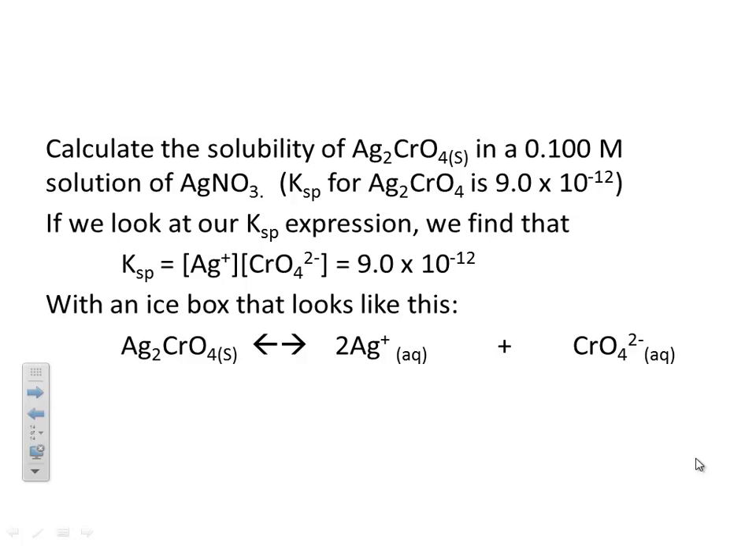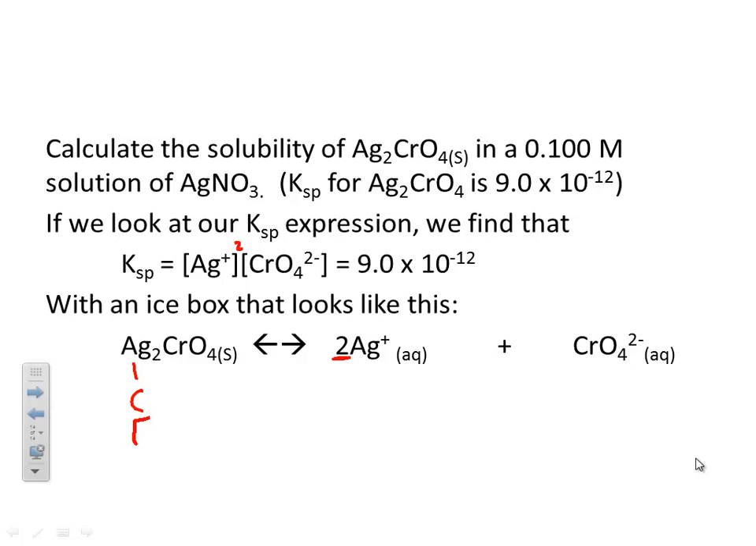We're given the KSP value, and we're given a KSP equation, which actually I need to correct. Because if you look at it, we've got a coefficient here of 2, so there needs to be a 2 here as an exponent for the silver ion concentration. Okay, so let's take a look at our ICE box real quick.